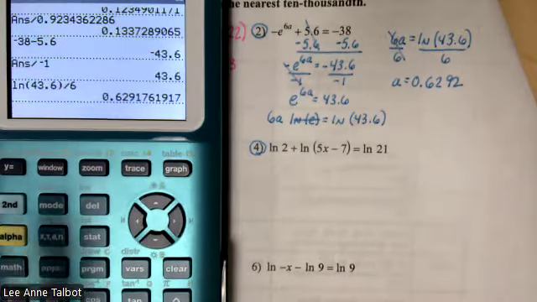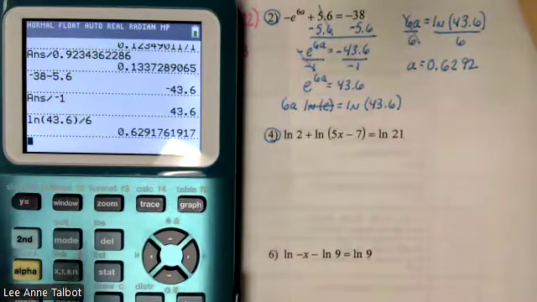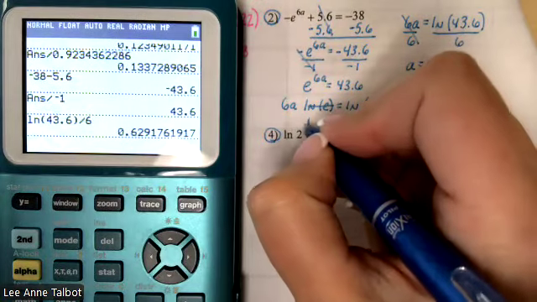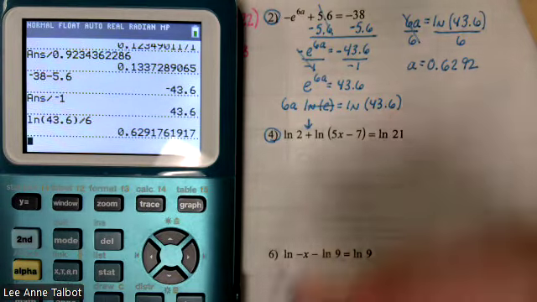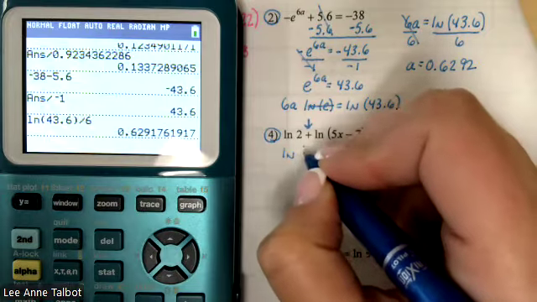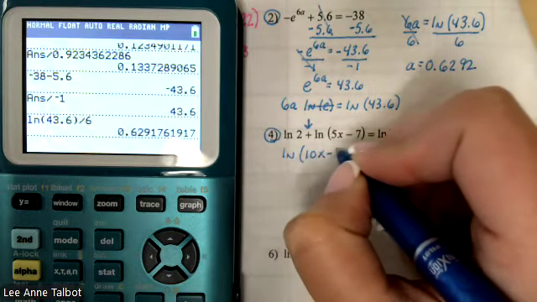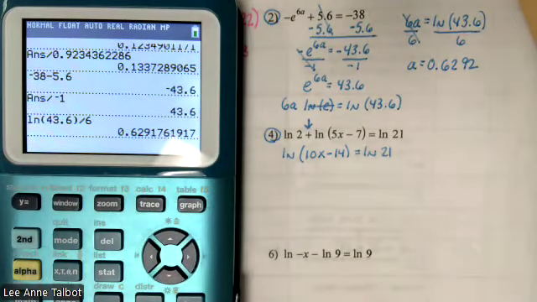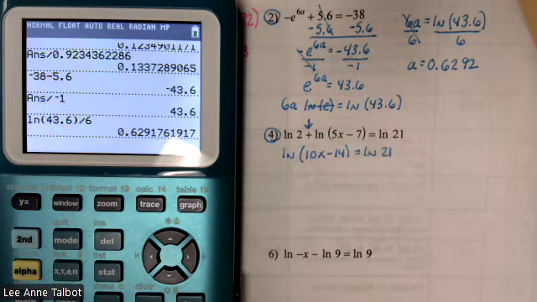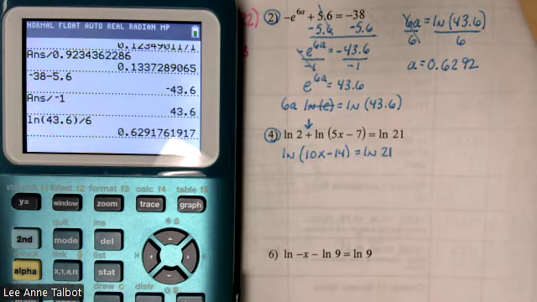Okay, number 4. First, I look at the operation. Plus is multiply. Natural log 10x minus 14 equals natural log 21. Are you guys okay with me making that 10x minus 14 without showing my work? I distributed. Okay. Now, circle or cross out?